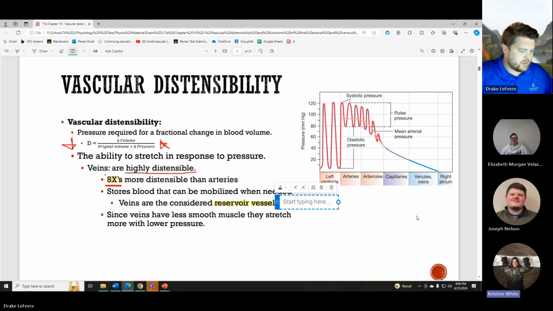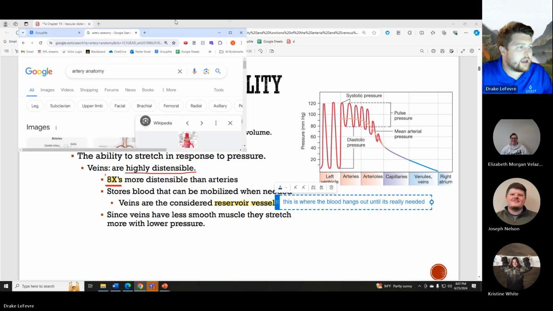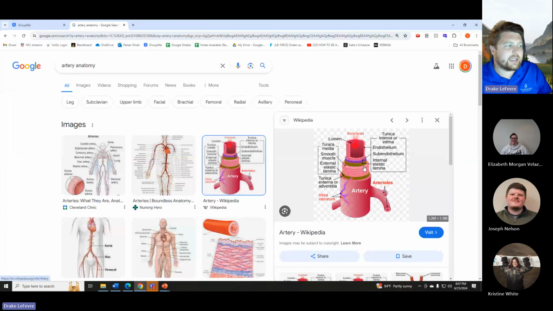They can hold more. Basically, this is where the blood hangs out until it's really needed. So arteries are really, really muscular, like we saw in this diagram. They have multiple layers of muscle, and that's to help them squeeze and push and get the blood where it needs to go, because it has a whole bunch of the nutrients and the oxygen that our body needs. So we need to have really good, quick control of it.